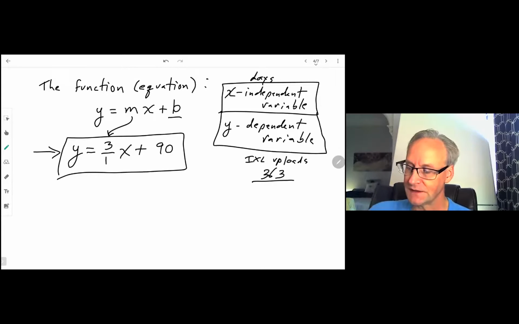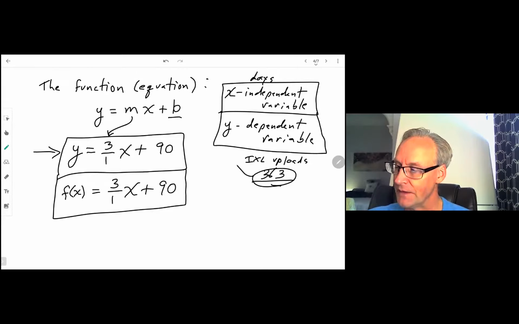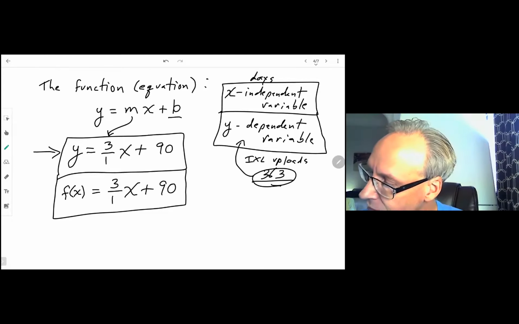Another way of writing the same thing is we say that y is a function of x. There's no difference between the two of these. It's just a different way of writing it. And what we're really interested in is how many days will it take us to get to 363 uploads? And remember that that is our y, our dependent variable. So set up your equation, choose the right equation and solve it. And I'm going to solve it in the next one. You do it yourself.